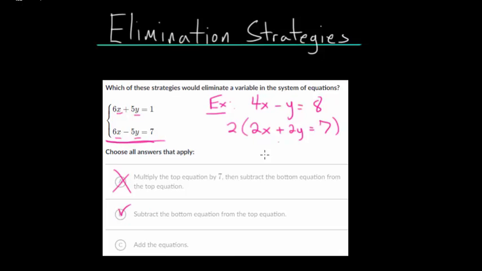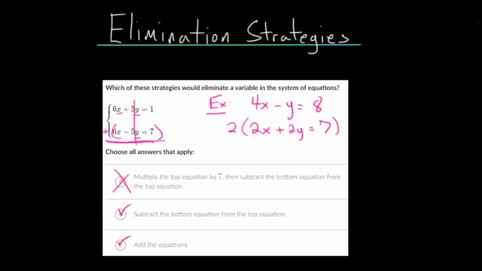So that's true. But we can also add the equations, since I mentioned earlier that if we add these, the y values would eliminate each other. We'd have 5y minus 5y, which is 0y. And you just end up with 12x equals 8, and again, you can solve for x there. So in this case, choices B and C were the correct answer.